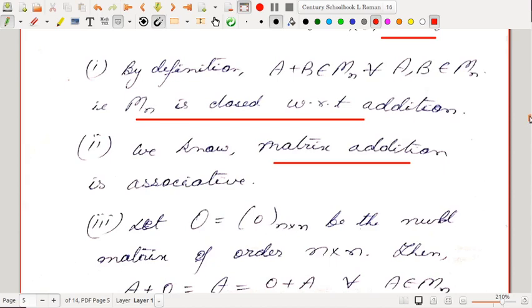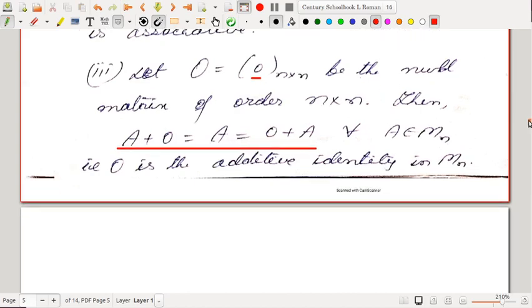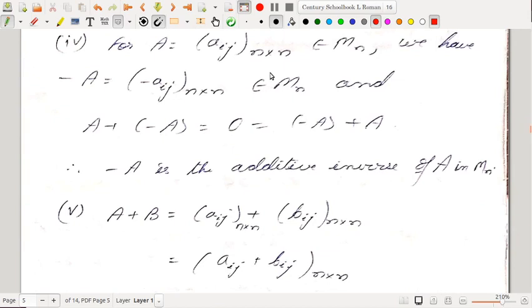Let 0 be the null matrix of order n by n. Null matrix means every element of that matrix is 0. Then A plus 0 is A, equal to 0 plus A. So 0 is the additive identity. Then for A equal to Aij in Mn, minus A is the matrix whose elements are the negatives of the corresponding elements of A. So A plus minus A is 0, which is the same as minus A plus A. That means minus A is the additive inverse of A in Mn.